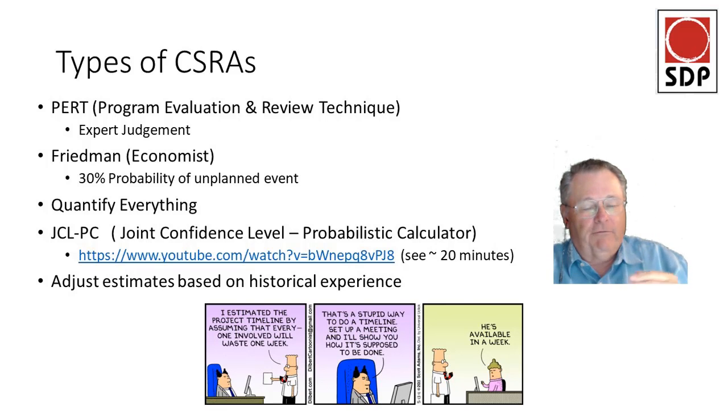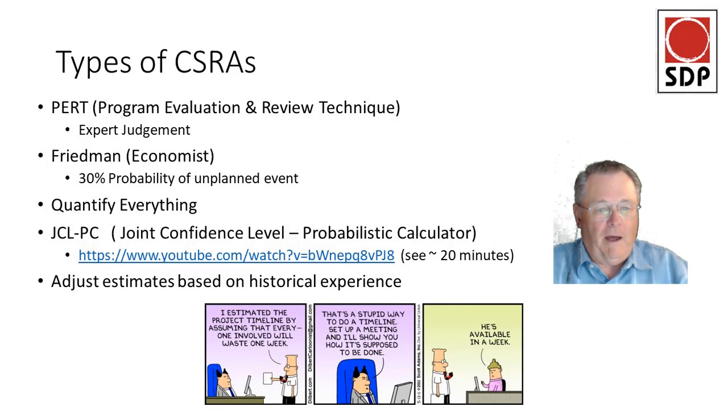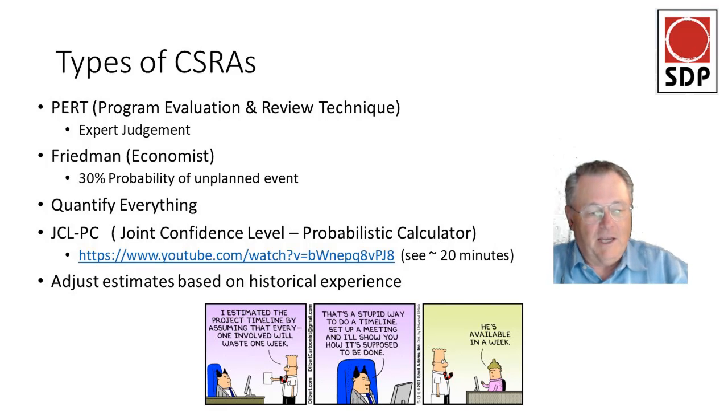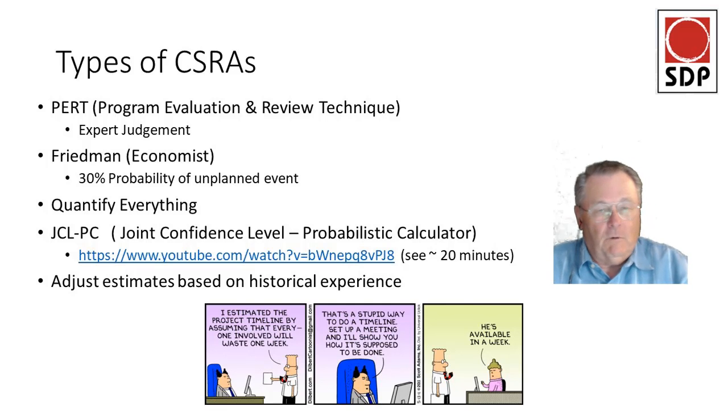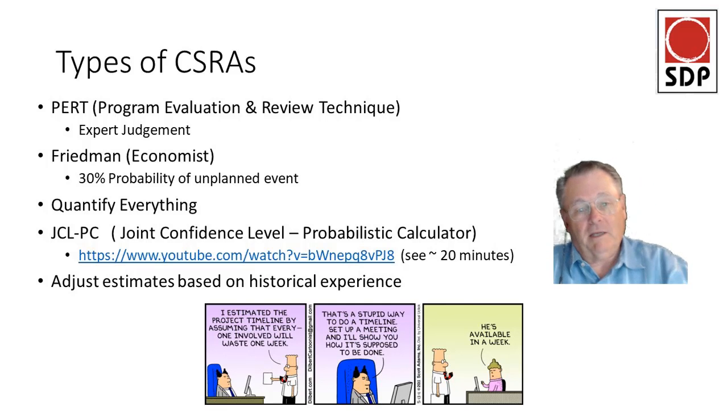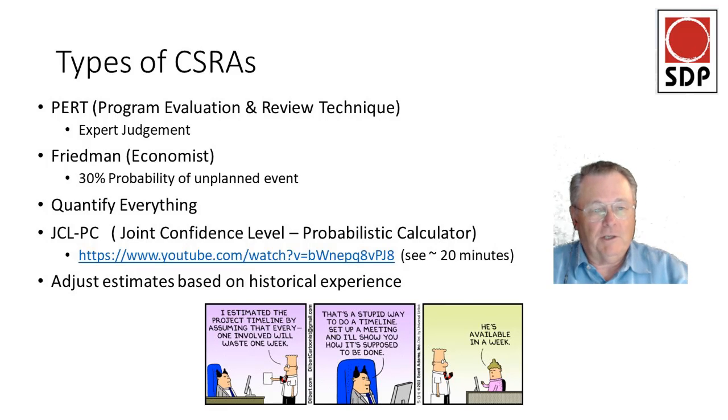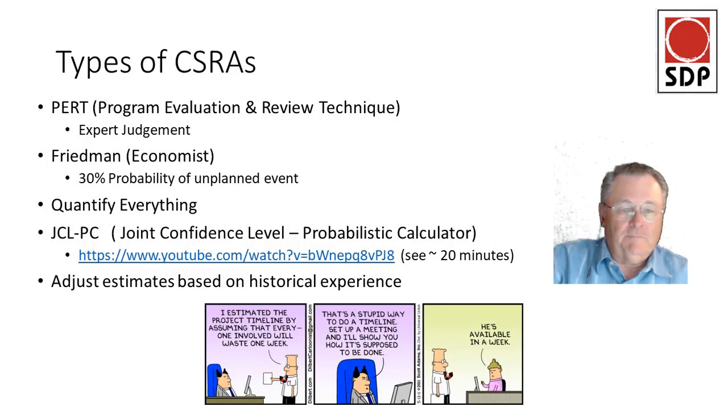Then there was something called the Freeman Economist, which was a strange one. I don't know a whole lot about it, but basically I think it's saying you don't know what you don't know, and therefore just assume a 30% probability of some unplanned event. But then it becomes a question of, how big is an unplanned event? And is that for every node in your PERT diagram?